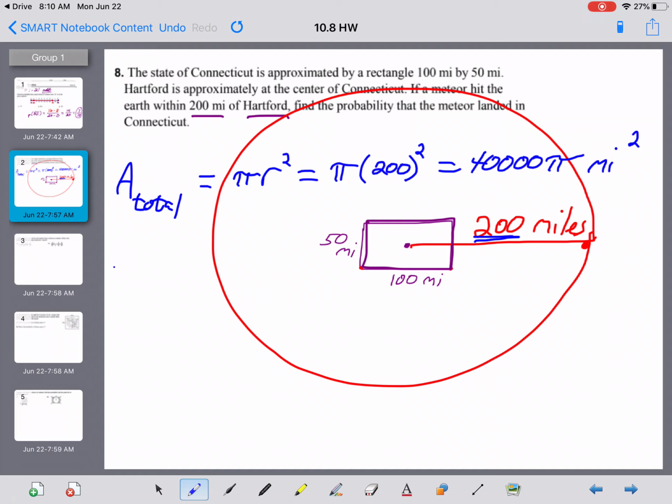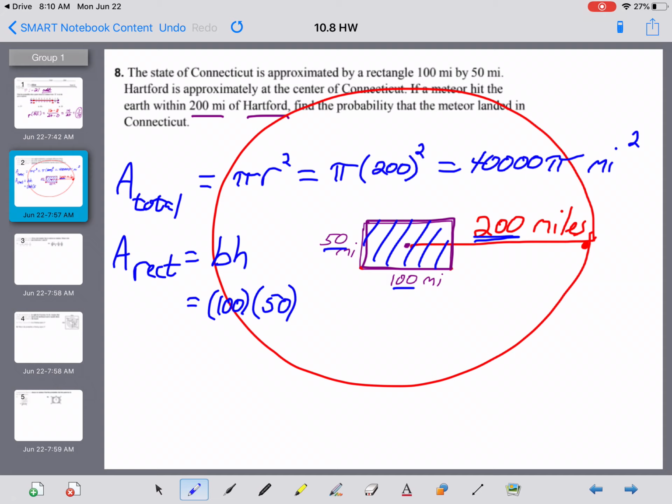The next thing we need to know is the area of this inner shape right here that we're trying to hit. So the area of the rectangle, and that's a pretty easy one. That's just base times height, and our base here is 100 times 500. So let me go ahead and fill that in. Base is 100. Height is 50, excuse me, I said 500 a second ago. And that is going to get us a 5 with 1, 2, 3 zeros after that. So that is 5,000 square miles.